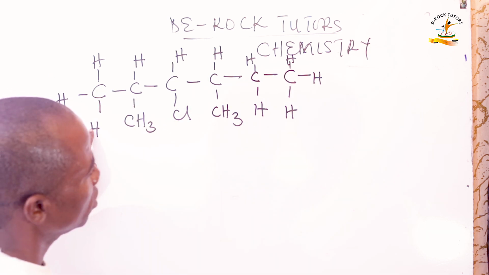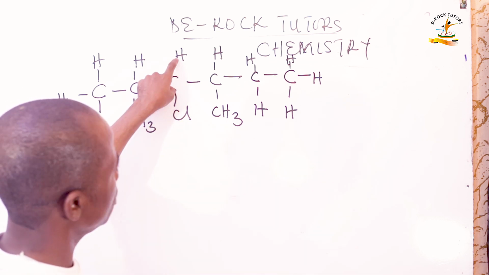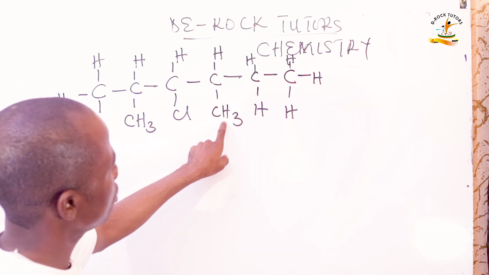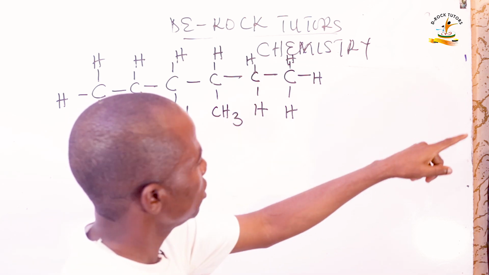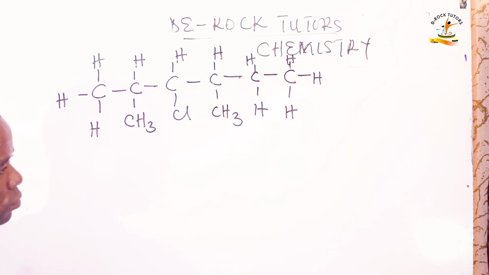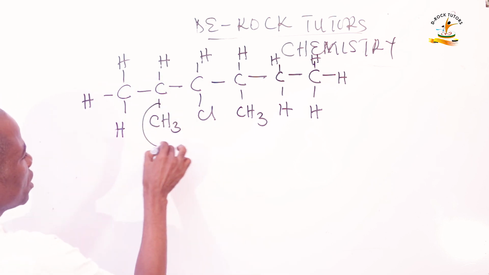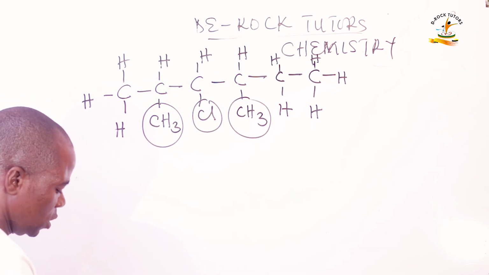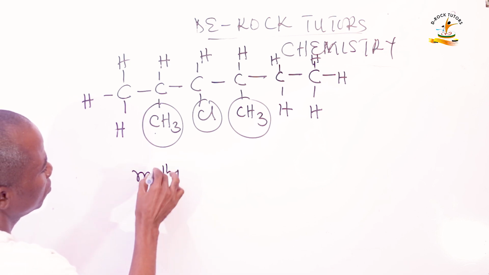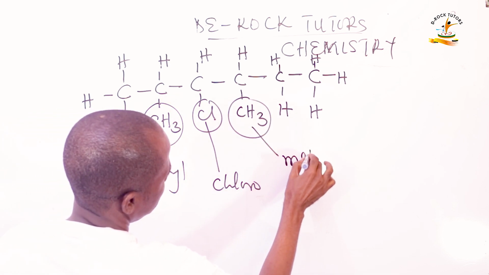So let's take a look at it again. CH3, CH, CH3, CH, Cl, CH, CH3, CH2, CH3. Now, to know what the IUPAC name would be, we should remember the rules that guide nomenclature of organic compounds. First things first, we have to focus our attention on these substituents, the branched groups here. This is CH3, that's methyl. This is Cl, that's chloro. This other CH3, that's methyl.